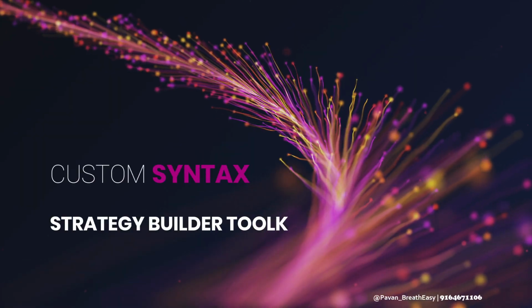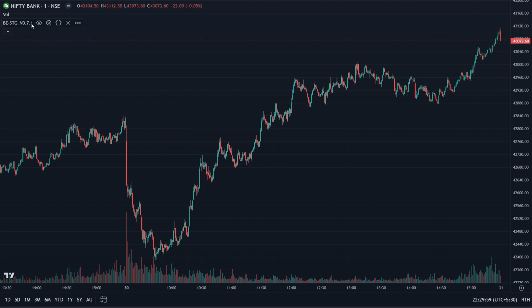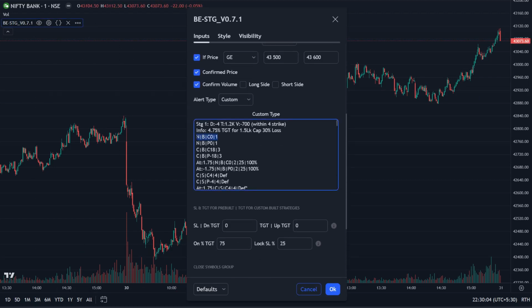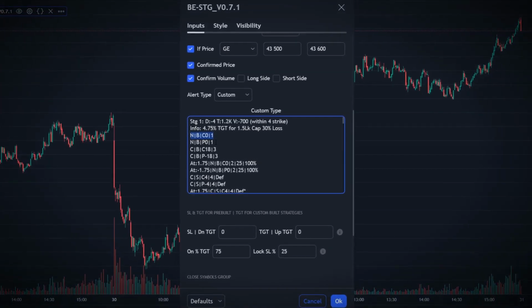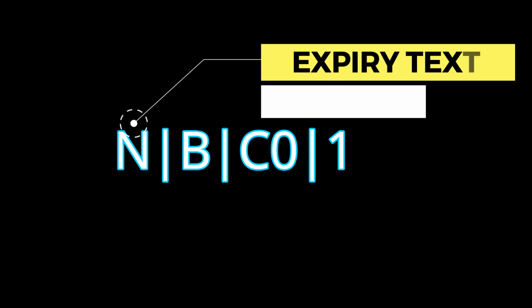Now let's look at how to create custom syntax for this indicator. Let us go into the indicator settings and pick an existing syntax snippet to understand those 4 segments of syntax. The first part of the syntax represents expiry text. In this part, you may choose between the keywords C or N, wherein C refers to current week expiry, and N refers to next week expiry.